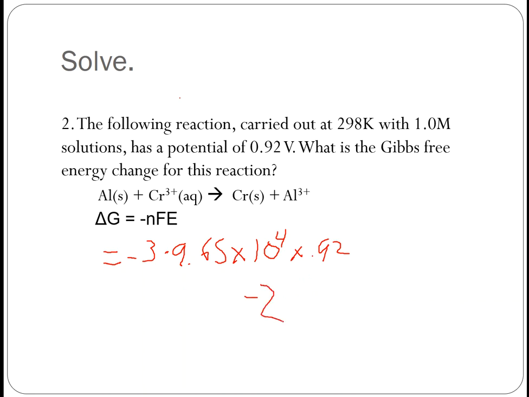By my reckoning, I got negative 266,340 joules, which we could again change to kilojoules: negative 266,000 for sig fig purposes. Maybe 2 sig figs here, I guess, so negative 270,000 if we want to get our sig figs right.